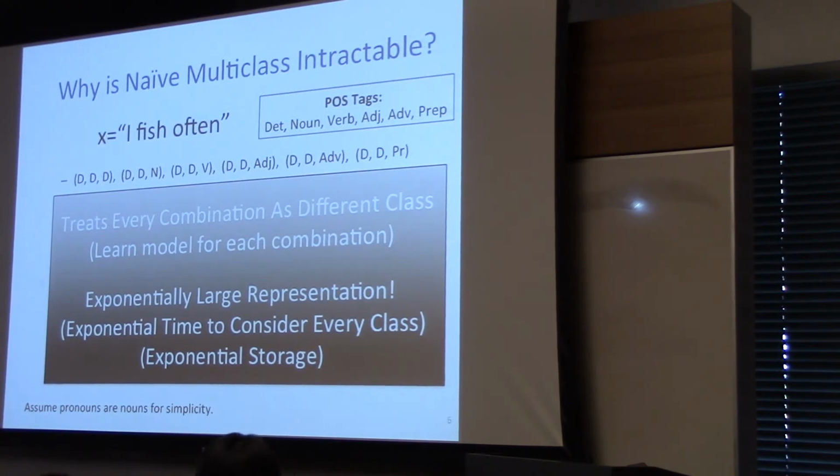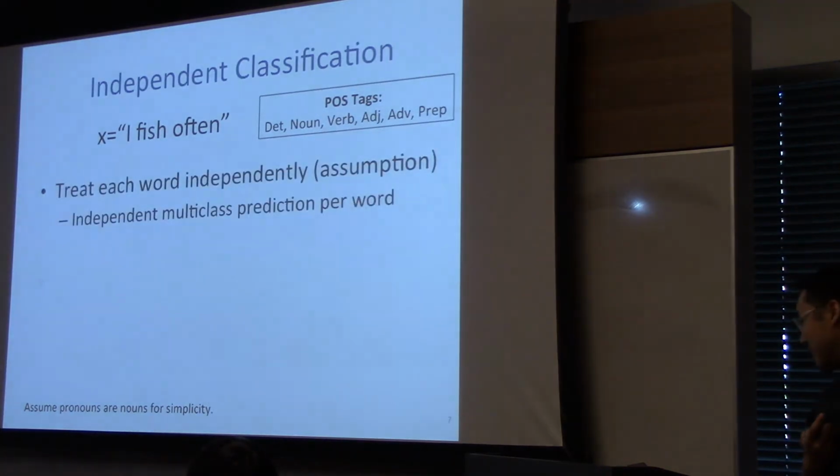And that's what leads to the exponentially large representation requirements. Okay, so this is bad. We don't have the capacity to model something like this in an unstructured way. Let's take the other extreme, completely independent classification. We're making a super strong structural assumption that we should treat every word completely independently, right? So what does that mean?